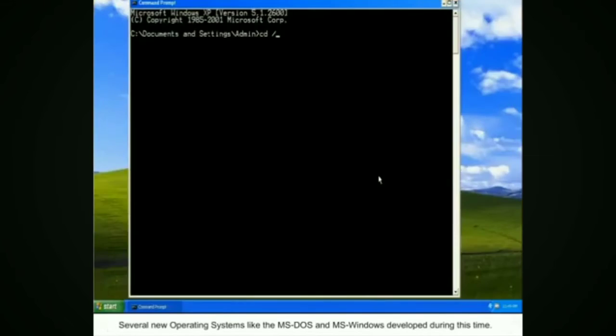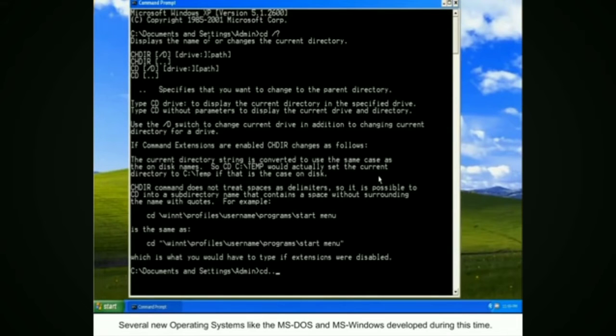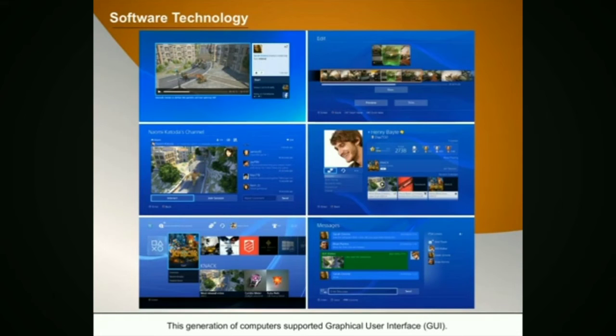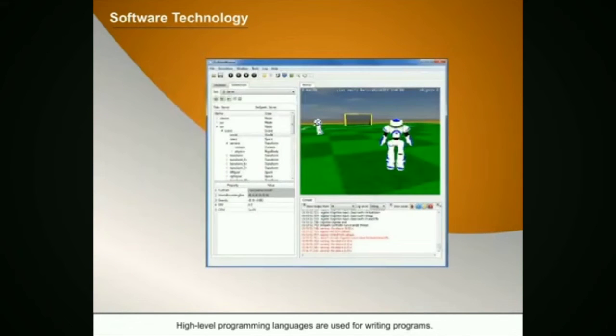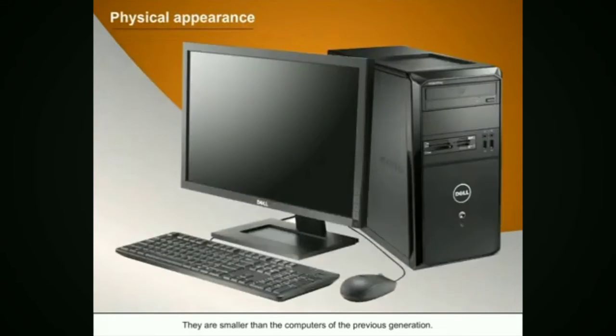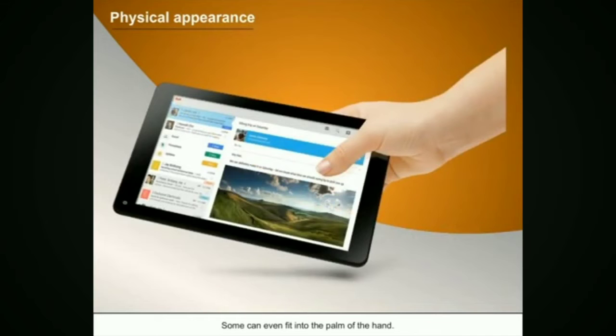Software technology. Several new operating systems like the MS-DOS and MS Windows developed during this time. This generation of computers supported graphical user interface, that is GUI. The GUI is a user-friendly interface that allows user to interact with a computer via menus and icons. High-level programming languages are used for writing programs. Physical appearance. They are smaller than the computers of the previous generation. Some can even fit into the palm of the hand.